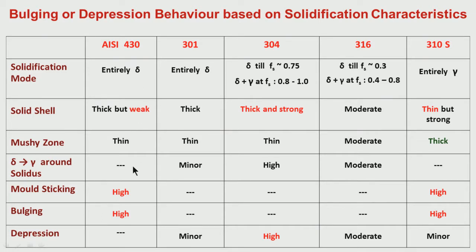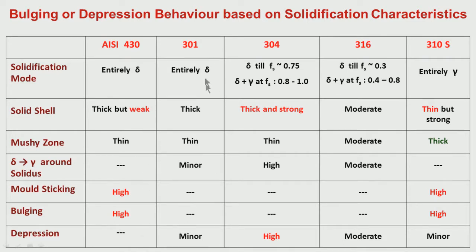So, because of this there is a tendency for mold sticking within the mold, and below the mold there is a tendency for bulging. Because it is soft, the solid shell has low strength at high temperature. So, bulging tendency is high. Therefore, we have to be careful about that, because whatever strain will be there at different temperatures, there is a possibility of causing cracks at the interior of the solid shell. So, we have to be careful about that.